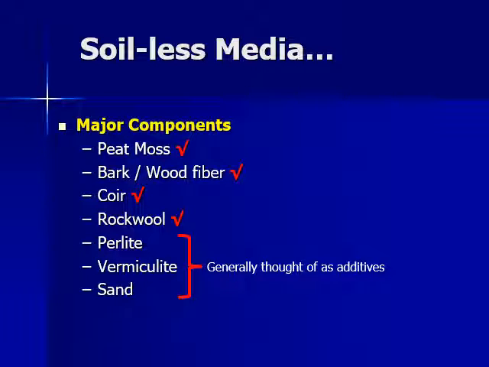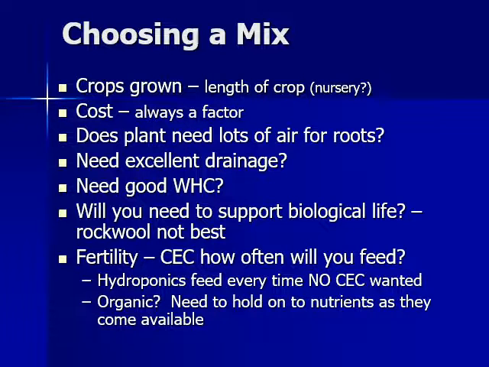So soilless media, we've got peat moss, bark or wood fiber, coir, rock wool. We've talked about perlite, vermiculite, and sand as additives. How do you choose a mix, right? What do you do? So it depends on the crop you're growing, right? I've mentioned a few times the duration or the length of the crop. So nursery crops, they're looking at soil mixes that need to stand up to the test of time. Cost is always a factor.